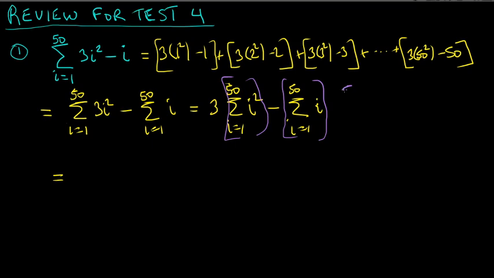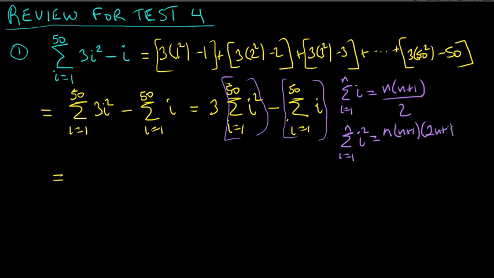And just to remind you, the sum i goes from 1 to n of i is just n times n plus 1 over 2. And the sum i goes from 1 to n of i squared is n times n plus 1 times 2n plus 1 over 6. Again, you don't have to memorize those. You just look them up.